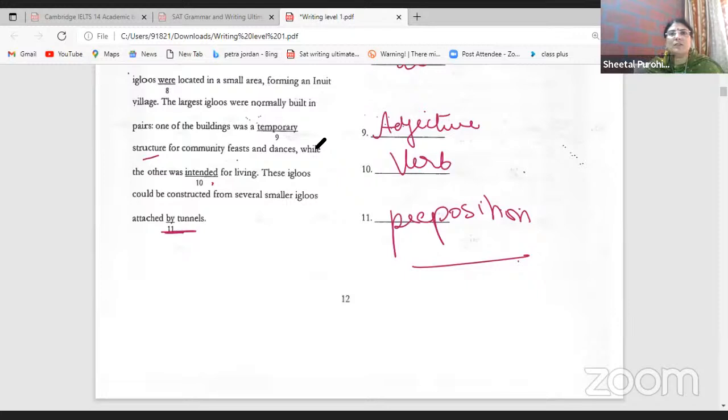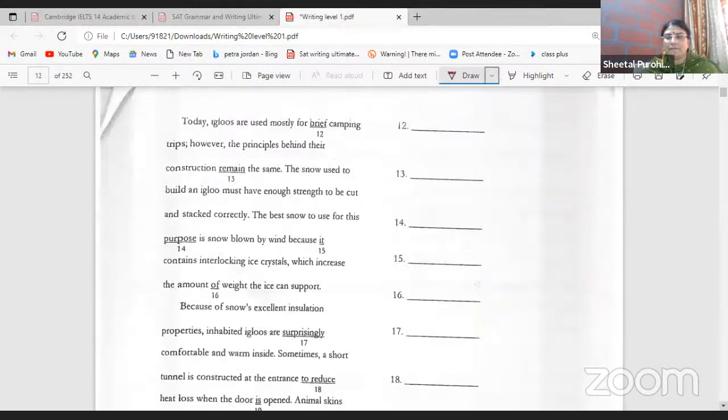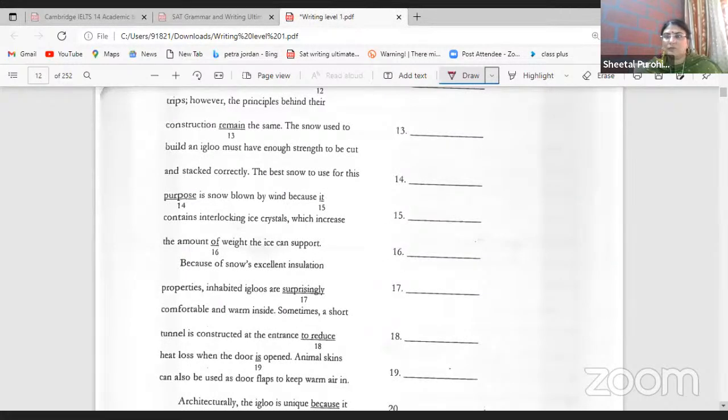Let me see what the majority of you have answered in the adverb. Where is the adverb? Adverb is wrong. Verb is correct. Preposition is correct. Okay, let's, we will move further. There are some more questions. 12 to 18. Do them.